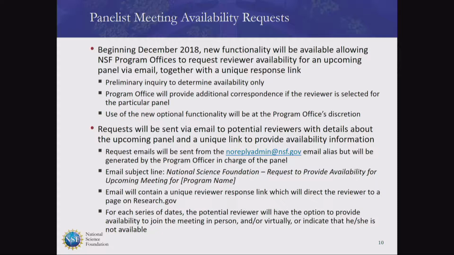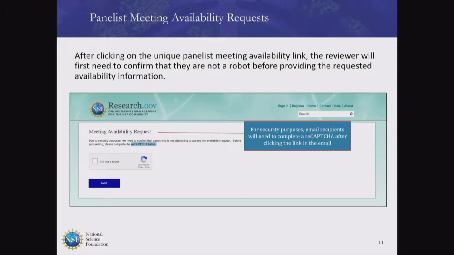And then I include a couple of screenshots of what it will look like. So basically, an email will be generated with a unique URL, and you'll be taken to a page in research.gov where you would enter all this information.